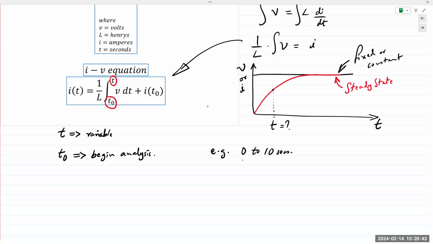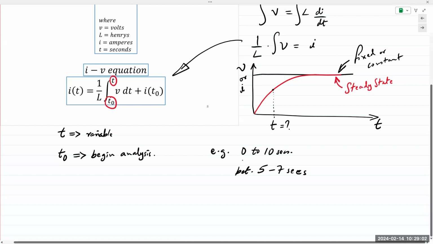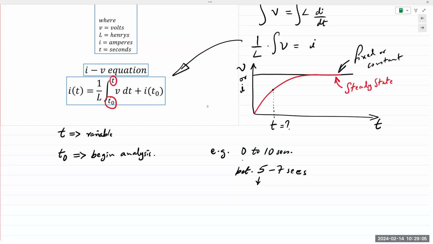Let's keep things simple and say you're analyzing between 5 to 7 seconds. So in this case, you're analyzing that system from time t equals 5 to time t equals 7. For that analysis, the beginning of your analysis is at 5, and hence the value of t0 would be 5. Does that make sense to everyone? So again, t0 is the point in time at which you begin your analysis.